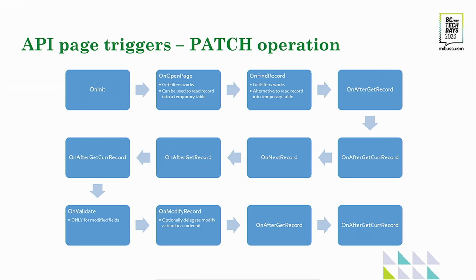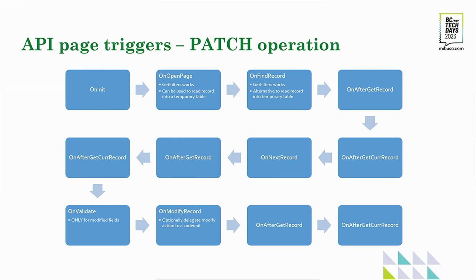Only those fields that do have a changed value will be validated. So if you have a field in the request body that has the same value as it has in the table, the record, then that field will not be validated. You cannot force it to validate. You really need to change the value in order to get the field validated. Then you get the on modify record, and after that it's going to get the record again and do again an on after get cur record.